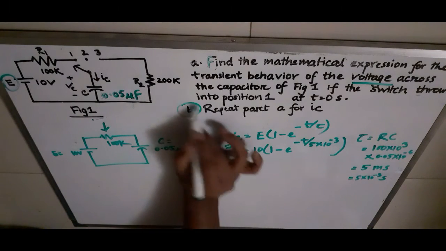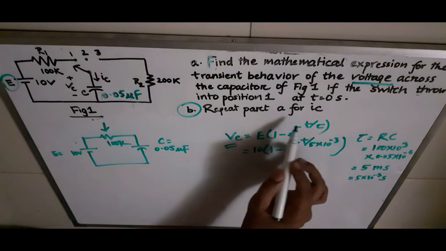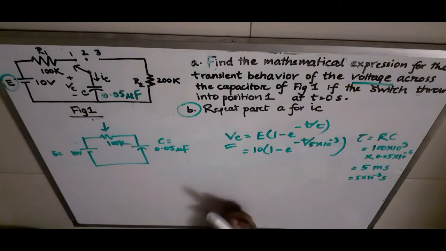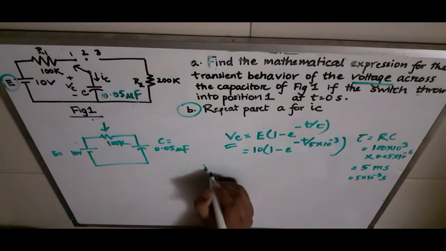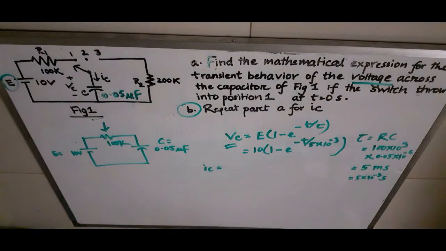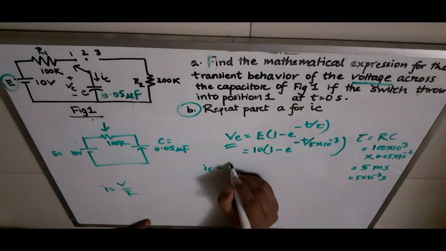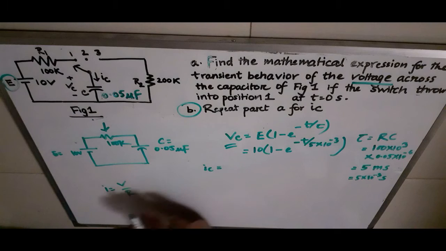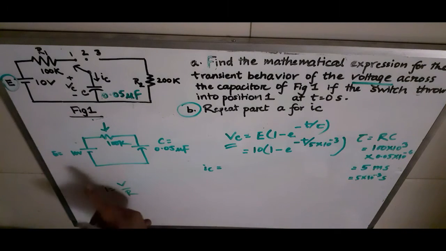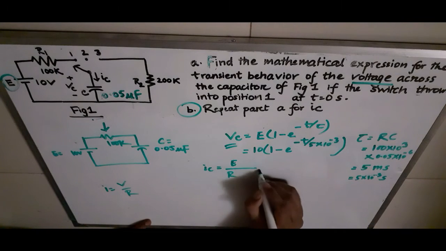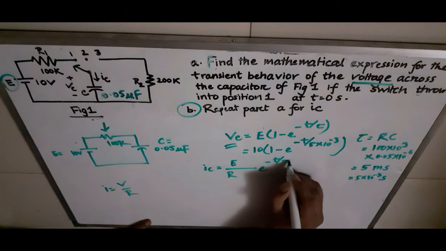So what about IC? In part B, we are being asked to repeat the part for IC. IC is nothing but the current in the charging phase that is flowing through the capacitor. So this is nothing but a series circuit. For a series circuit, we know that I is equal to V over R. One additional term will be added. V here is the source voltage. So IC is equal to E over R e to the power minus t over tau.